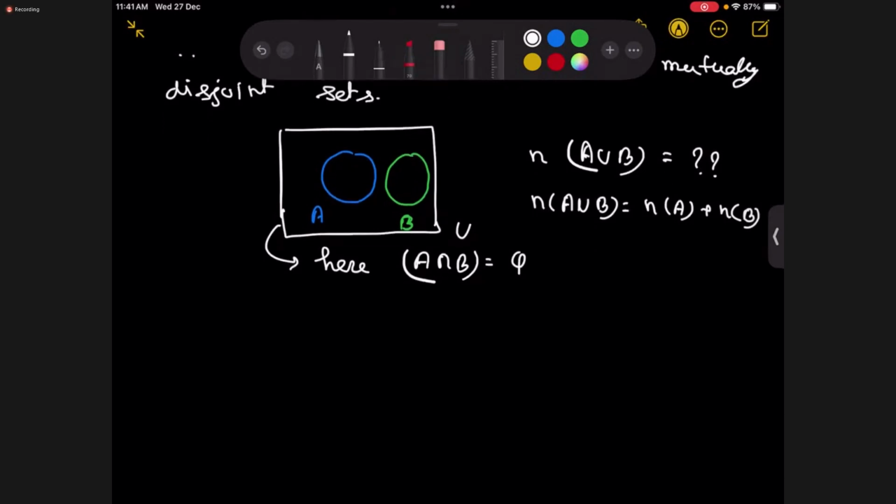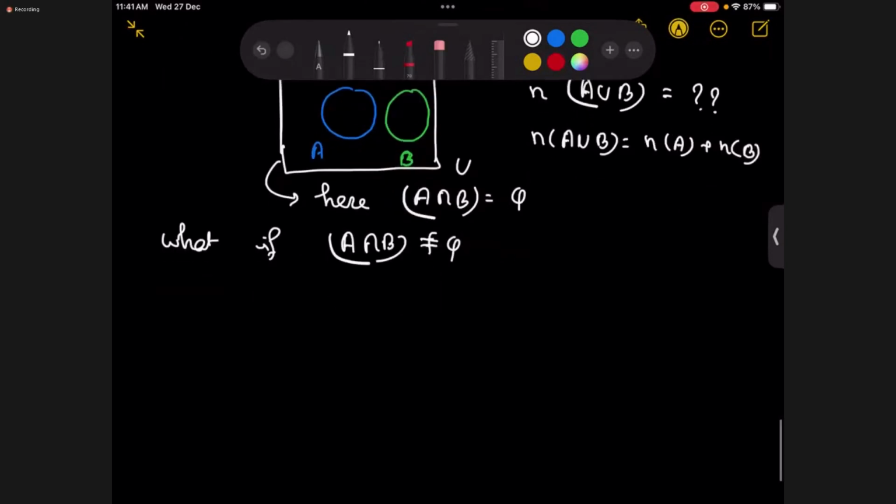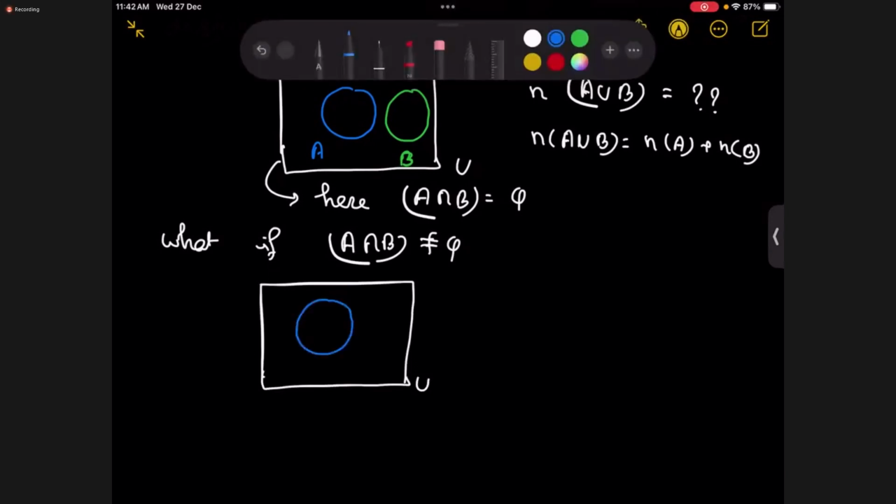Now what if A intersection B is not equal to the empty set? In that case, let us draw the Venn diagram again. This is the set A. This is the set B, and we have the common portion, that is the A intersection B portion.